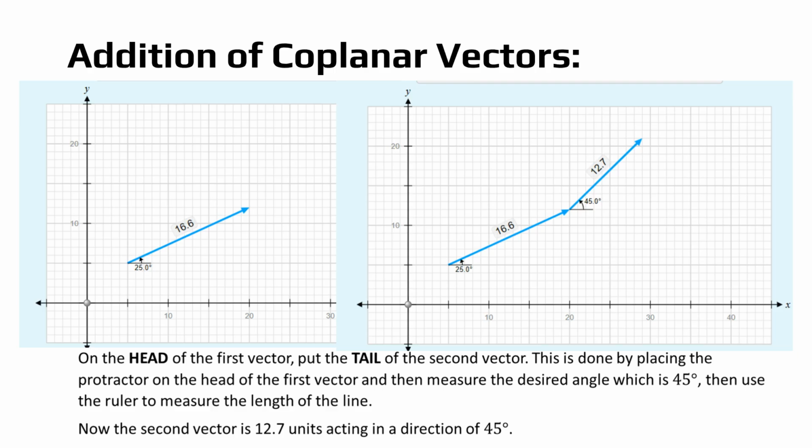Moving to the addition of coplanar vectors, place the tail of the second vector on the head of the first. Measure the desired angle and length. The second vector here is 12.7 units at 45 degrees.